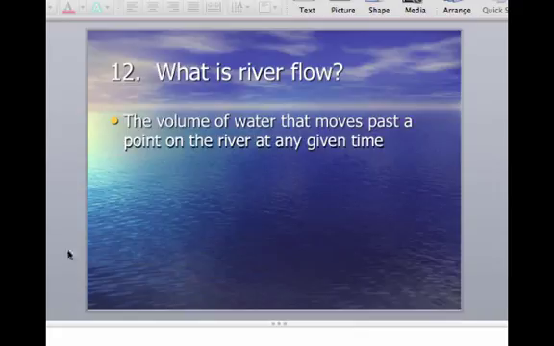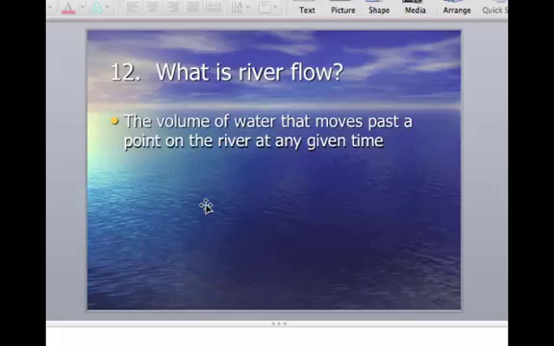River flow is the volume of water that moves past a point on the river at any given time. So what I'm saying here is that river flow is measured. We measure a river's flow by how much water goes past this area in a point in time. And so if we're testing, okay, let's see how much water goes past here in 5 minutes, we're measuring that river flow.